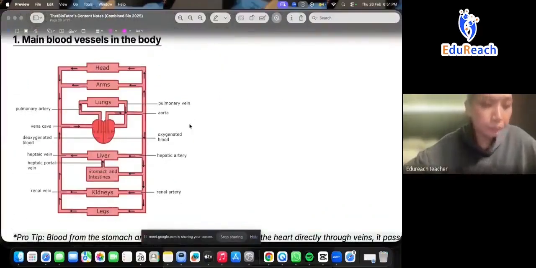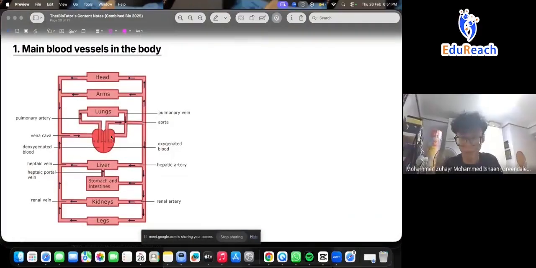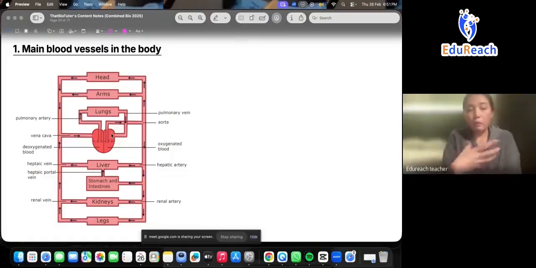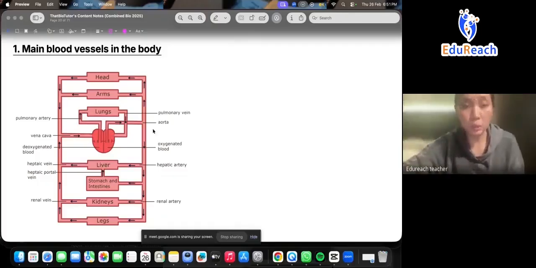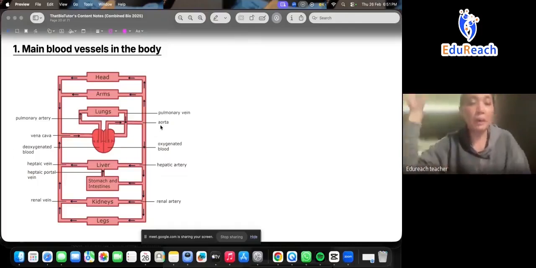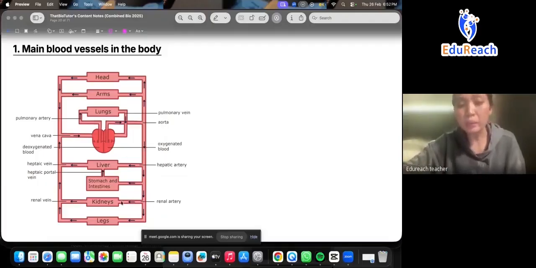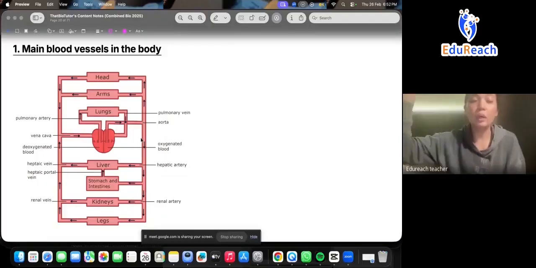All right, so main blood vessels in the body. Okay, so let's start with the heart first. The heart is connected to obviously all our different organs. So know that the main artery from the heart to the rest of the body is your aorta. From the aorta, then it will branch into specific arteries, such as your hepatic artery to the liver, or your renal artery to the kidney. But the main artery from the heart to the rest of the body is your aorta.